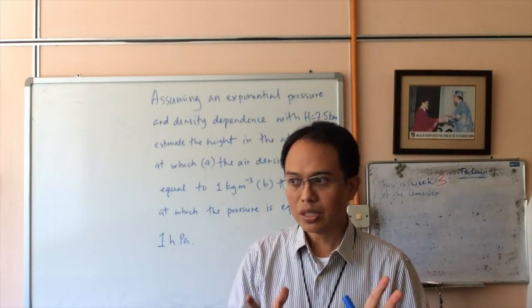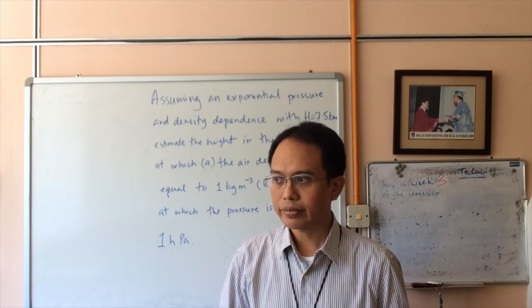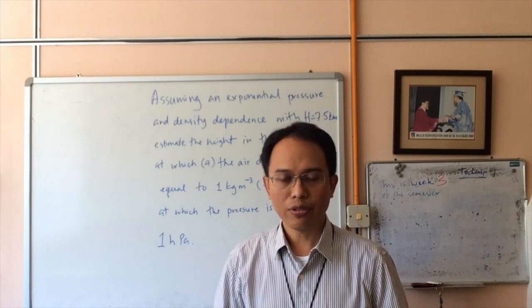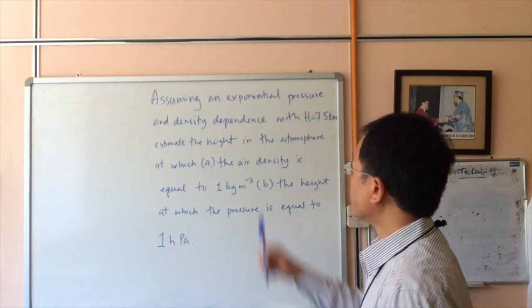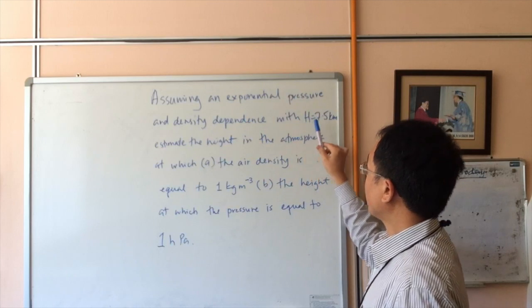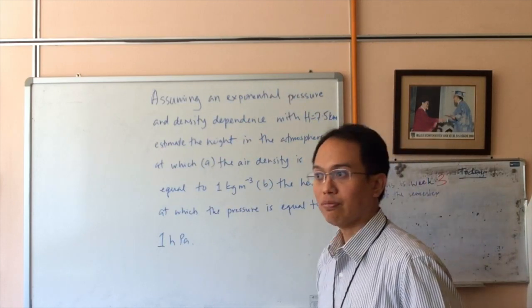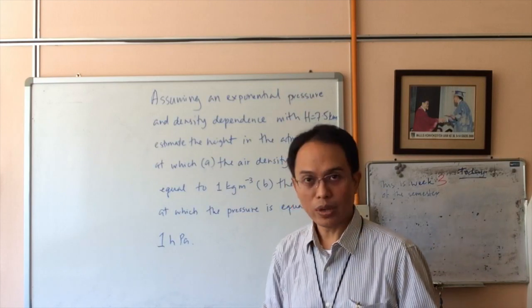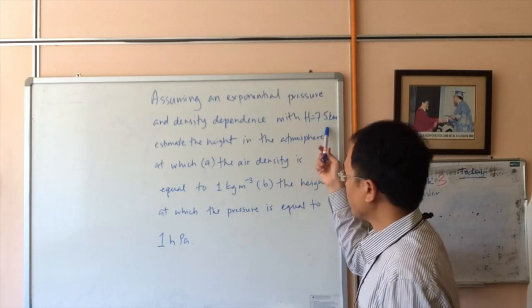So an example from the Wallace and Hobbs book on the use of that equation to calculate height from the pressure is this: assuming an exponential pressure and density dependence with the folding height equal to 7.5 kilometers. Remember that the folding height is about 7 to 8 kilometers. So here we choose the mean between those two values.